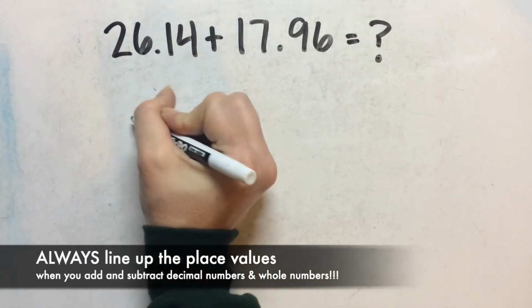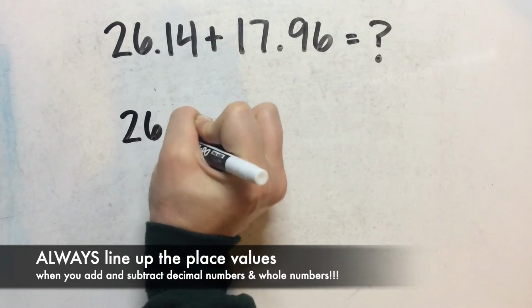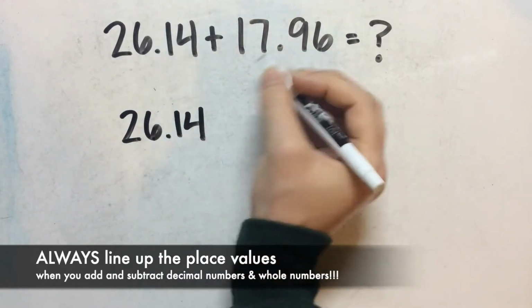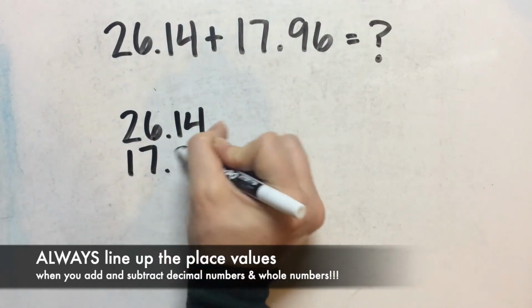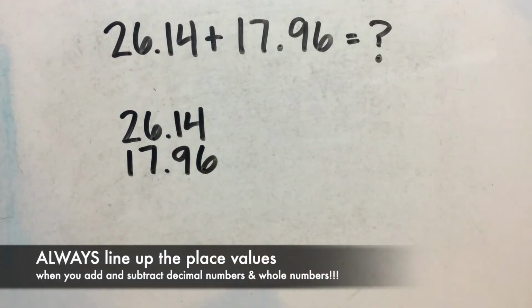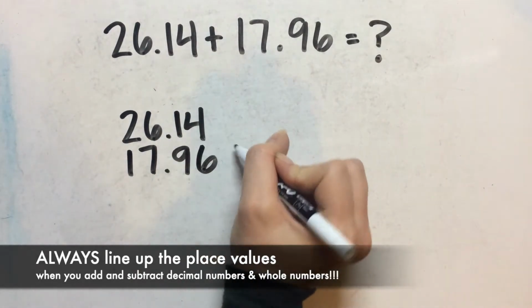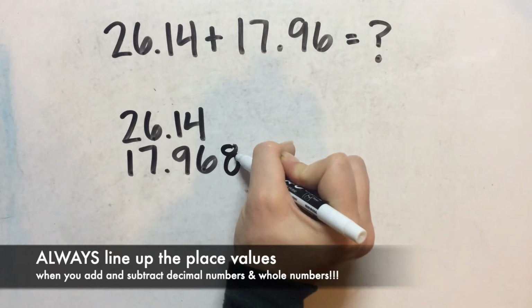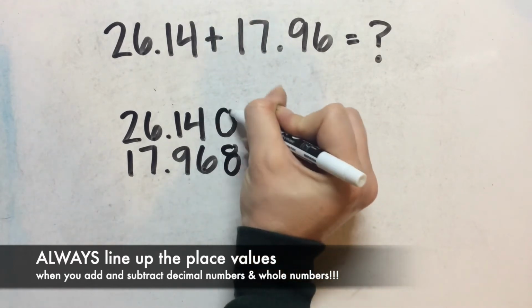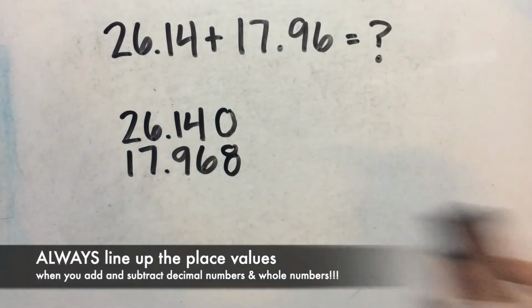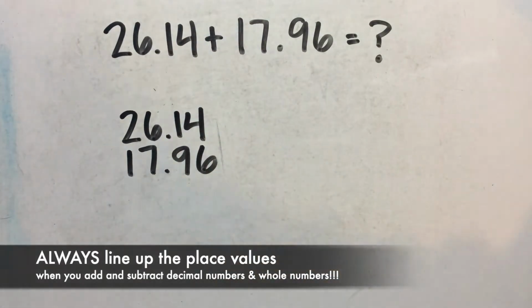So our first step is to line up the place values. So 26 and 14 hundredths plus 17 and 96 hundredths. Now if there was another digit here, say 8, then we could add a 0 placeholder here, but that's not the case, so we don't need to do that in this situation.